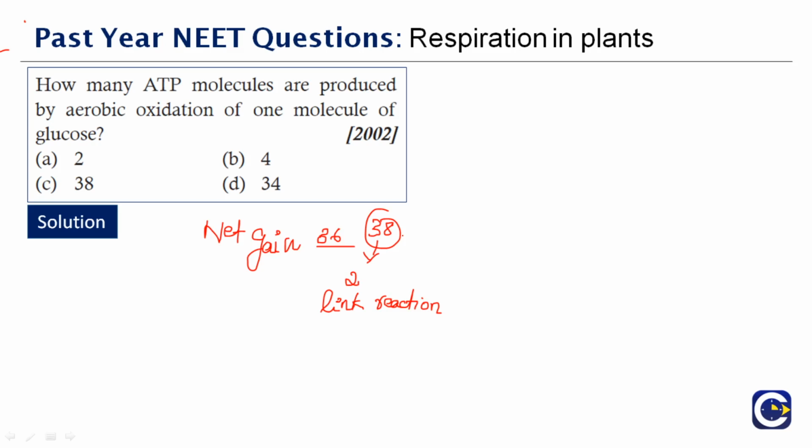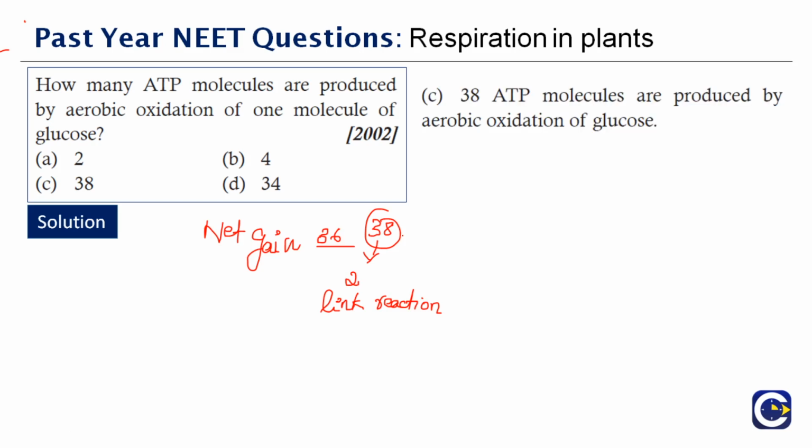Now for example, we tell a class has 66 students. When someone asks you the strength of the students, you will only say 66. You will not tell who is absent, who is present, or on that day how many are present. All that information is not necessary. So here it is the same thing. They're not asking you how much you have in the end. They're not asking you the net gain. They're asking you the overall production. So the correct answer to this question is 38 ATP molecules. Therefore the correct answer is option C.